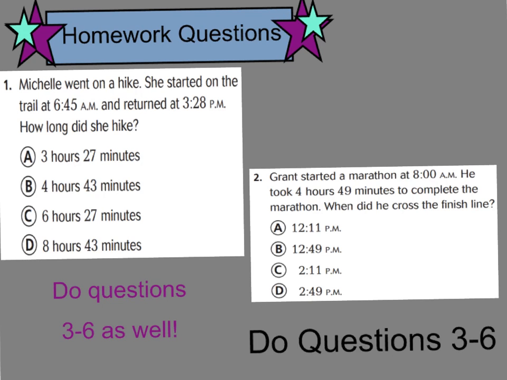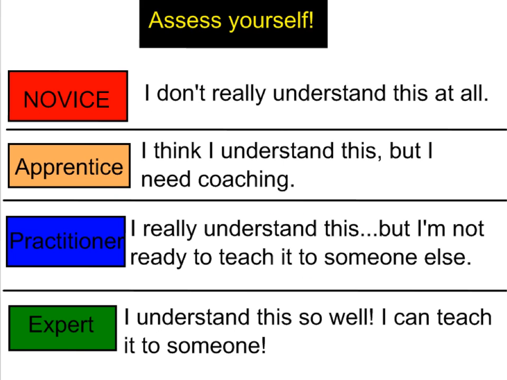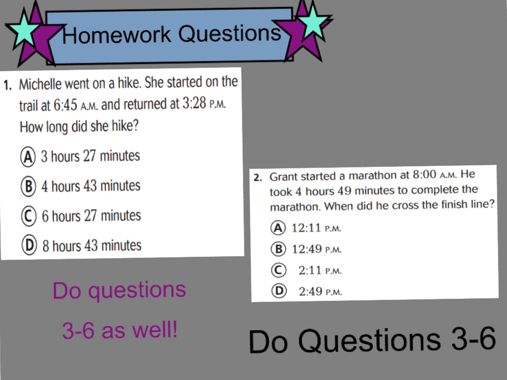Okay, so here are your 2 homework questions for tonight. Take a good look at question 1 and 2, read them carefully, show your work and answer them. And at the top of the page, please assess yourself how you feel. If you feel like you're a level 1 for novice for elapsed time, or with measurement conversion with time, please write down 1 for novice, 2 for apprentice, 3 as practitioner, or 4 for expert. And we will check these homework questions tomorrow in class, and we will practice some more to get really good at elapsed time. All right, have a great night. Bye-bye.